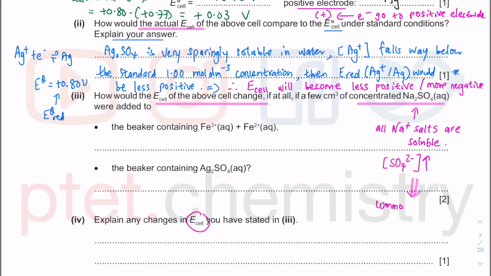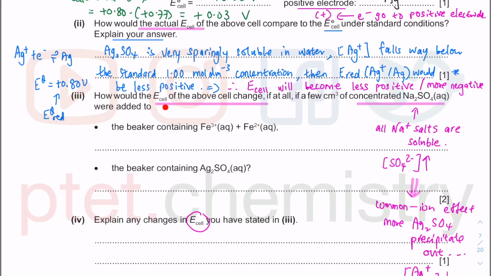And what is the common ion effect? It basically means that more Ag2SO4 precipitates out. And if that precipitates out more, your Ag plus aqueous is going to decrease. And when your Ag plus aqueous concentration decreases, this equilibrium for the Ag plus Ag is going to favor the left even more. This is going to drop lower than 0.80. It's going to become less positive than 0.80.